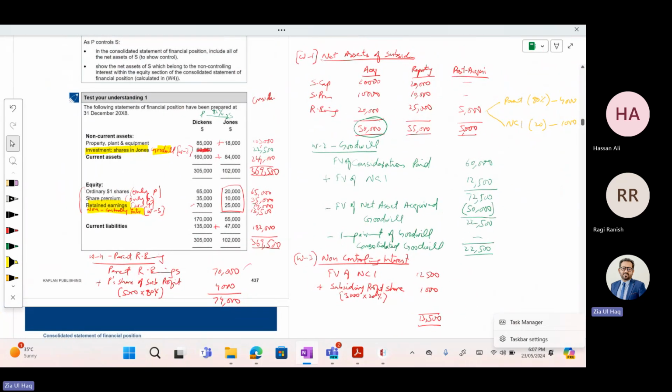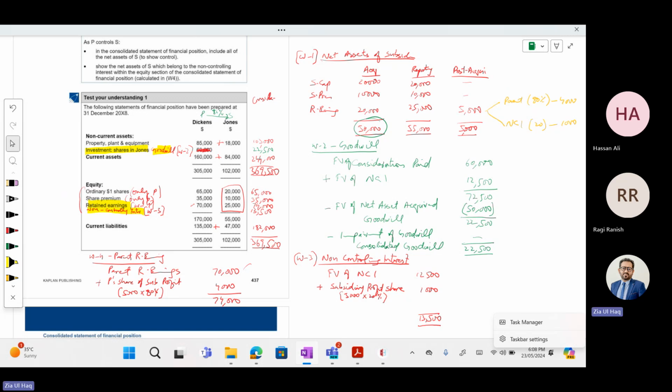So first we need to start working out the net assets of the subsidiary at acquisition date, at reporting date, and the post-acquisition change. From that, we can calculate the profit of the subsidiary. Then we should start working out goodwill: consideration paid, add fair value of non-controlling interest, minus fair value of net assets acquired. If there is any impairment, that will be deducted.